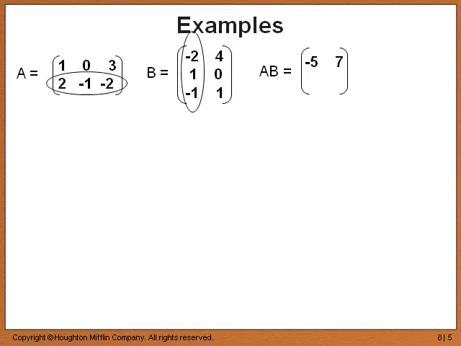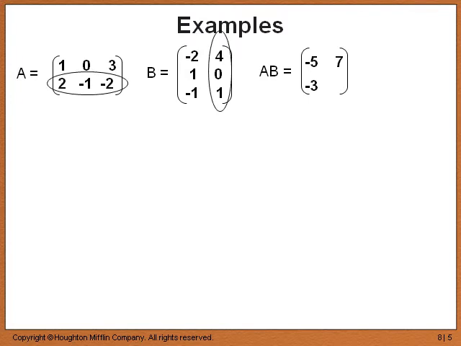Continuing now, we are going to use the second row of the left-hand matrix and the first column of the right-hand matrix, in order to get the element that's in the second row and first column of the product matrix. And that element is -3. 2 times -2 plus -1 times 1 plus -2 times -1 is -3.